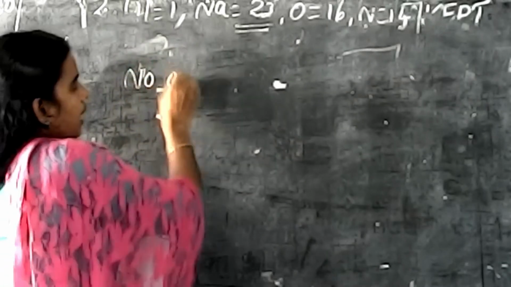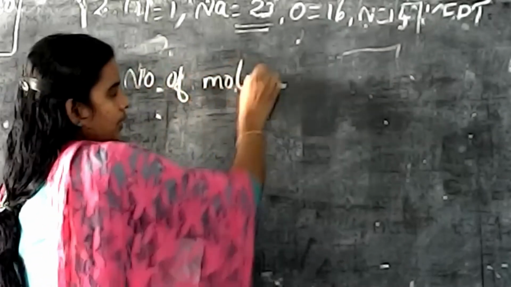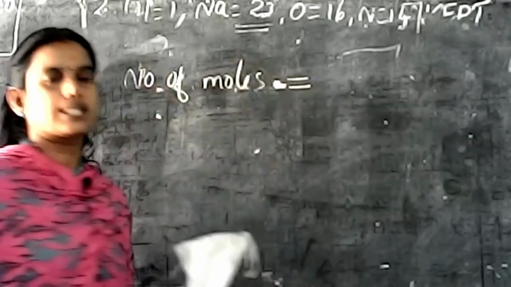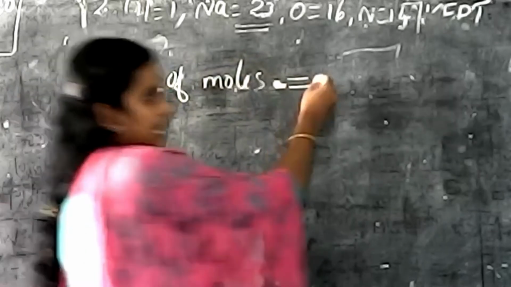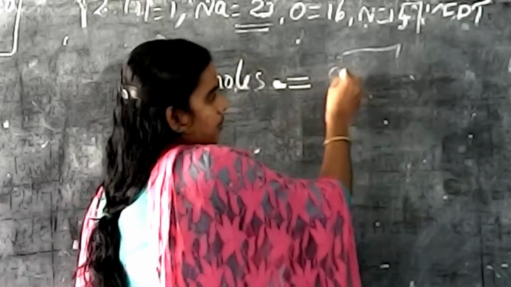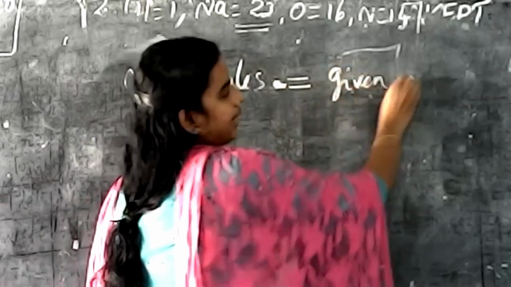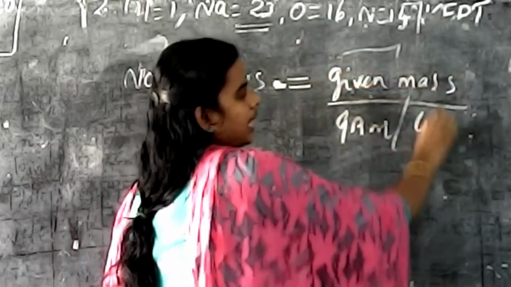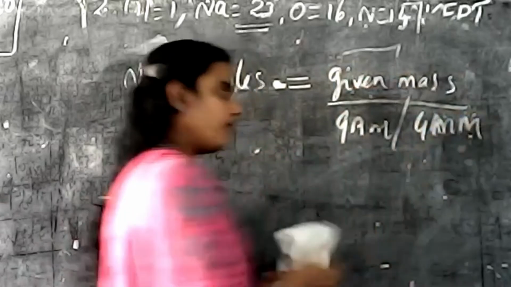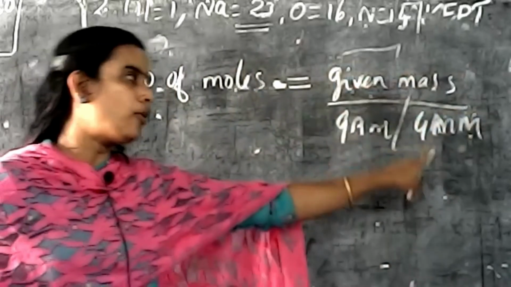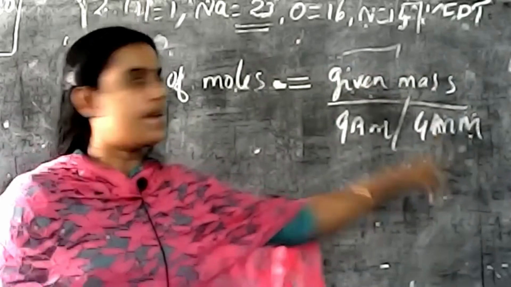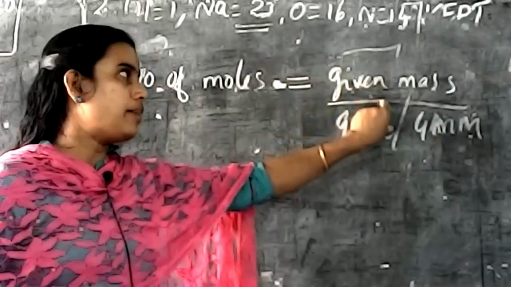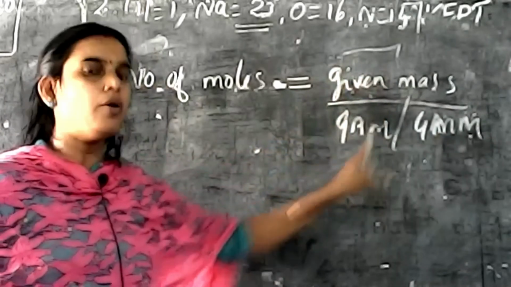Okay. Next, the same method we can use for number of moles. Our third formula is number of moles. Calculate the number of moles. The same formula is used here. Which formula? Given mass divided by GAM or GMM. We can select any one. For atoms, we have to select GAM, and for molecules, we have to select GMM. So number of moles is calculated by the formula given mass divided by GAM or GMM.